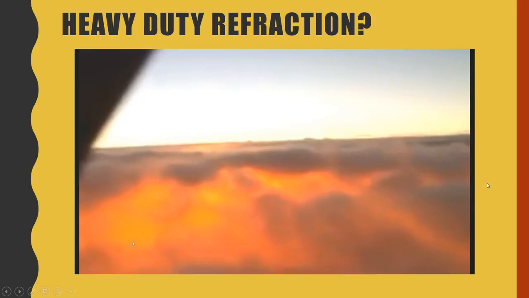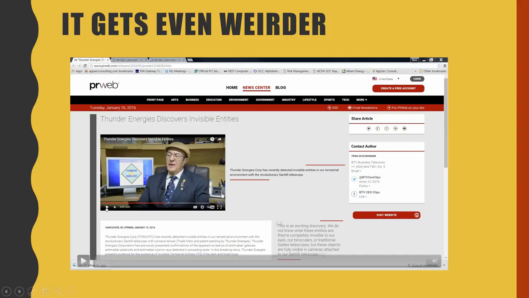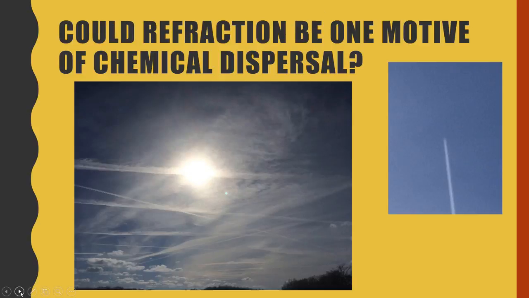So that was a dramatic example of light refraction happening, and obviously above the cloud layer where we're seeing the chemtrails. It even gets weirder, man. Check this out. Now, Thunder Energies is a new company that's claiming that they can see into the antimatter band, and they do it through some very simple technologies. But listen to what this guy has to say if you wanted to really talk about weird.